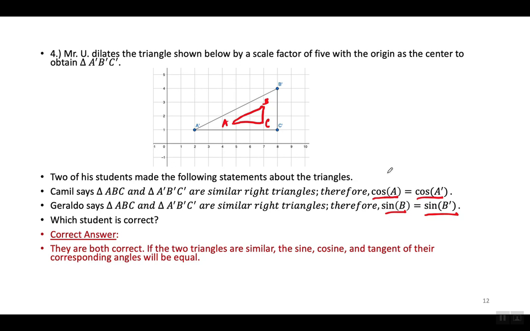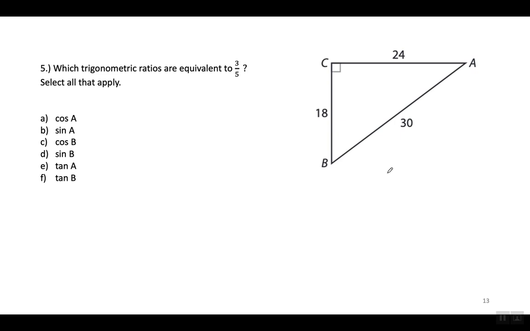All right, whenever you have two similar triangles, their trigonometric ratios are going to be the same. All right, number 5. Which trigonometric ratios are equivalent to 3 over 5? Select all that apply. First of all, if you look at the 3 sides that we have here, the only 2 sides that are going to give you 3 over 5 is if you divide 18 by 30. That's the only combination that will give you 3 over 5, because 18 over 30, if I divide the top and the bottom by 6, I'll get 3 over 5.